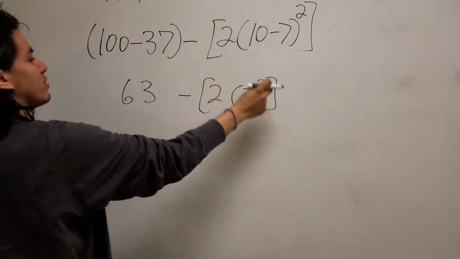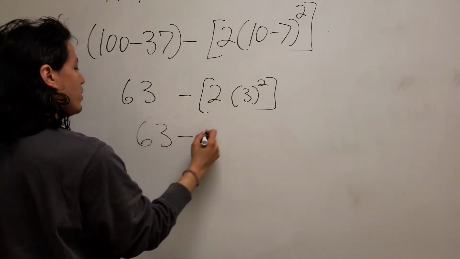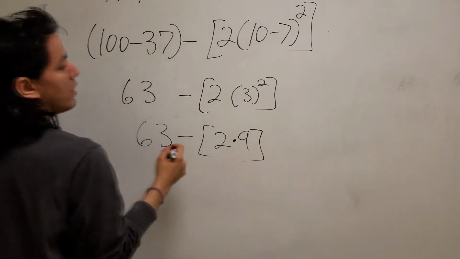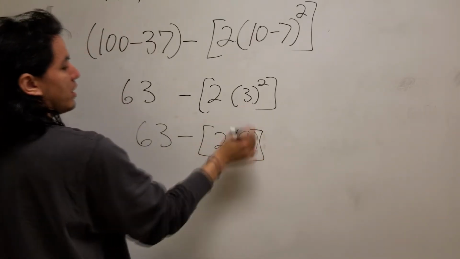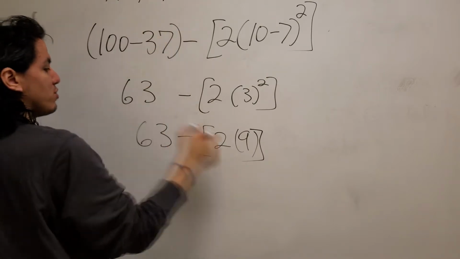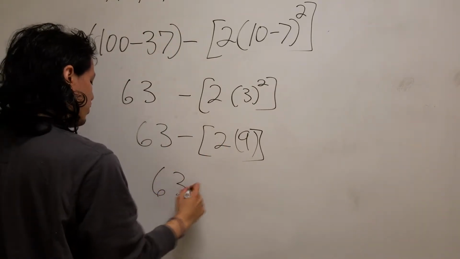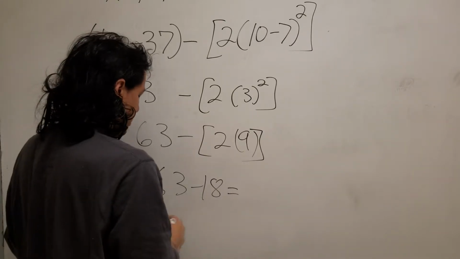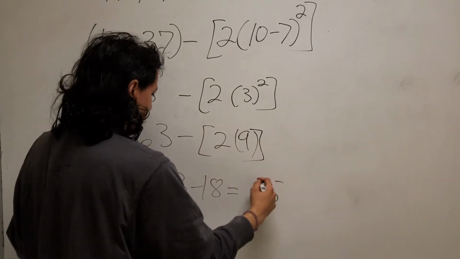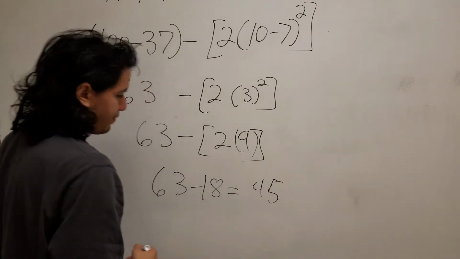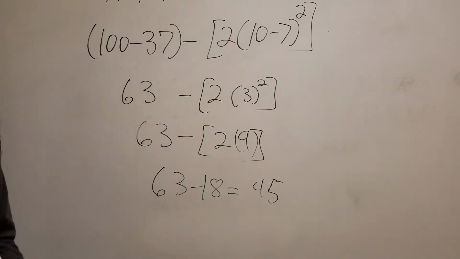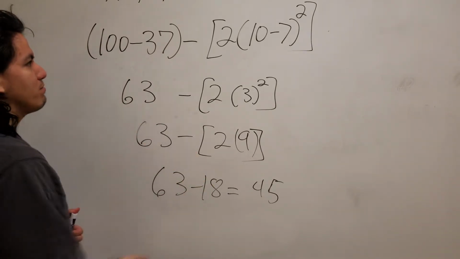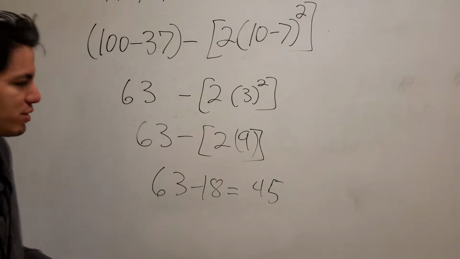Now let's do exponents. This would become 63 minus 9. Well, this is still parentheses. 9. And then we do multiplication. This would be 63 minus 18. And that would give me 45. And that would be my answer. That's generally how I normally do a regular, usual PEMDAS type of equation.